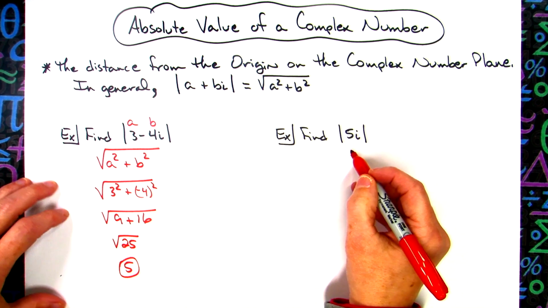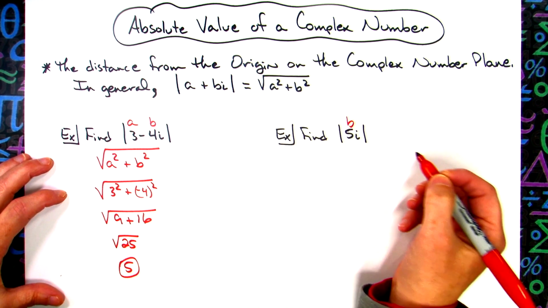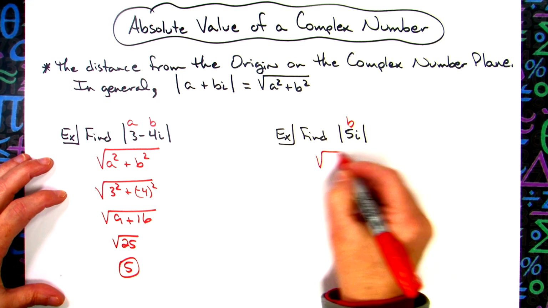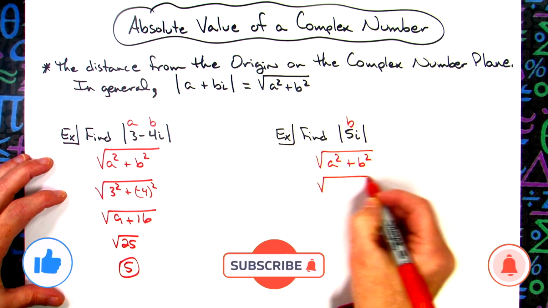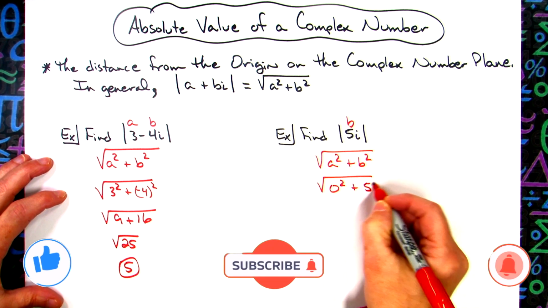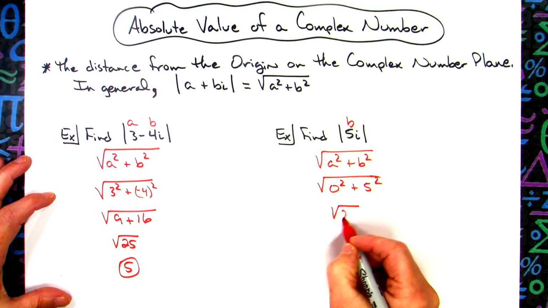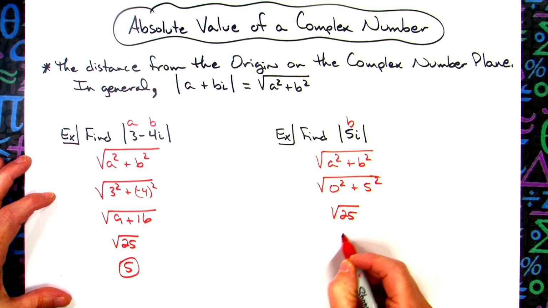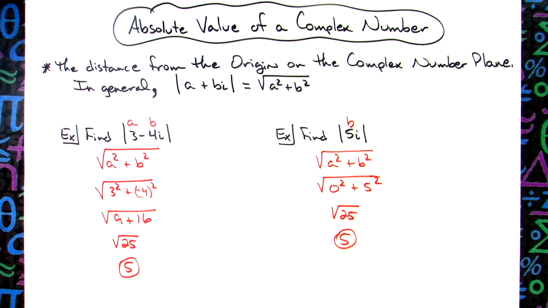All right, looking at this one over here, I don't have an a term, I only have a b term. So using the formula square root a squared plus b squared, we'll plug in 0 for a, that'll be 0 squared, plus 5 squared. All right, again, underneath there, we'll have a square root of 25. Square root of 25 is 5. So the absolute value of 5i is also 5.